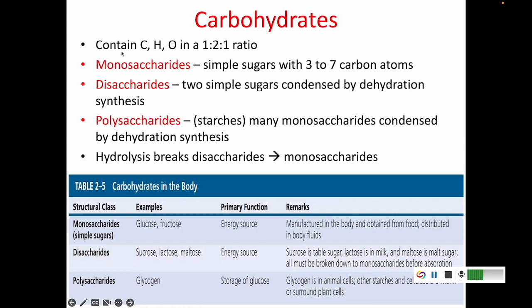That's an important principle. That's a way that you can identify something as a carbohydrate. So make sure that you're able to do this. If I tell you it has this many carbons, you could tell me how many hydrogens and oxygens are in it.